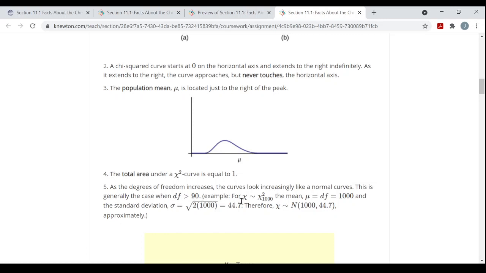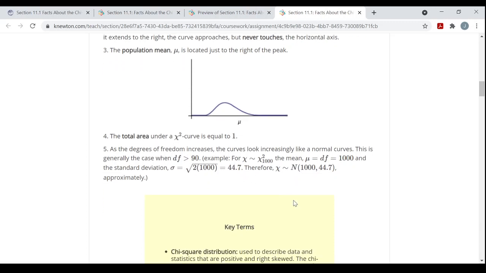For example, if a variable had a chi-square distribution with 1,000 degrees of freedom, the mean would be 1,000, the number of degrees of freedom. The standard deviation would be the square root of 2 times the degrees of freedom, the square root of 2,000, or about 44.7, and the curve would be approximately normal, with mean 1,000 and standard deviation 44.7.